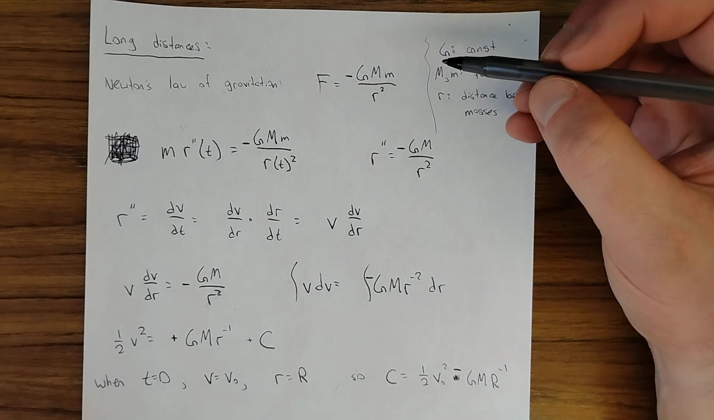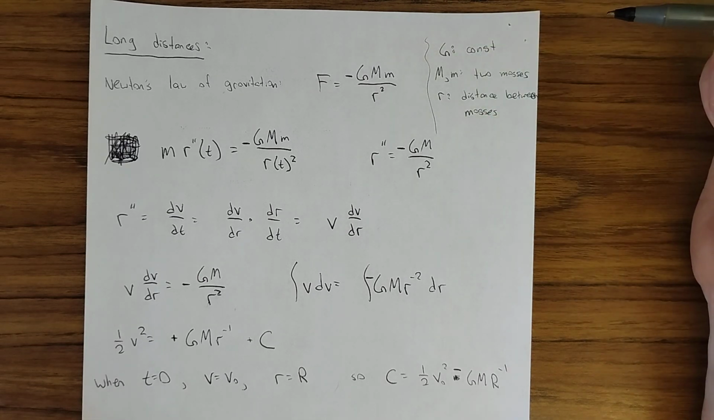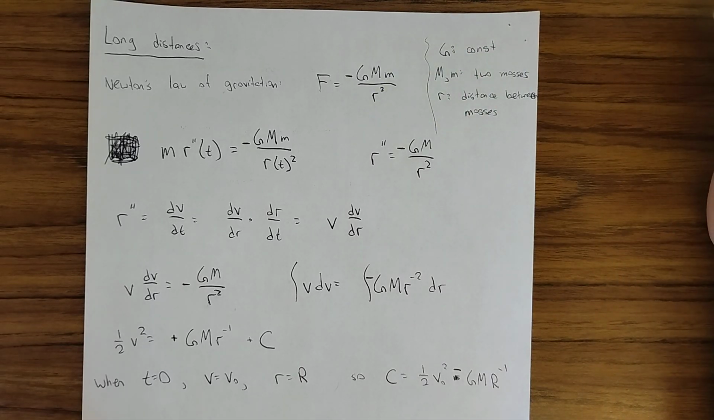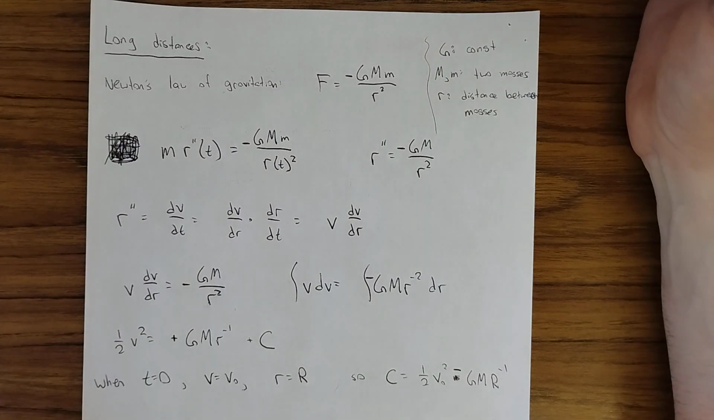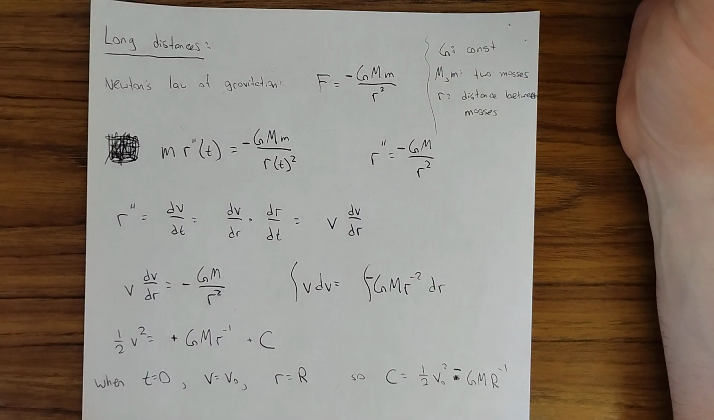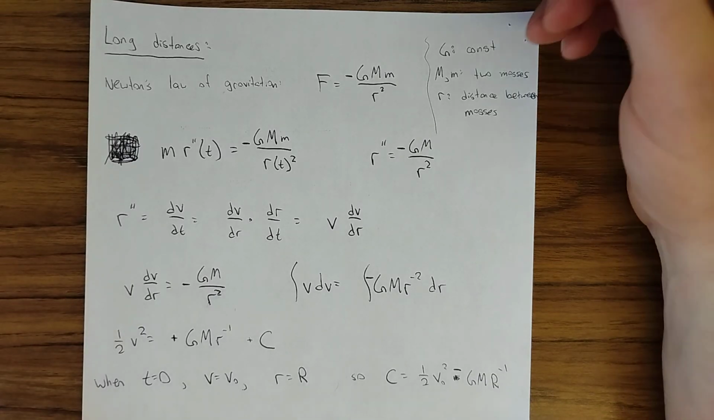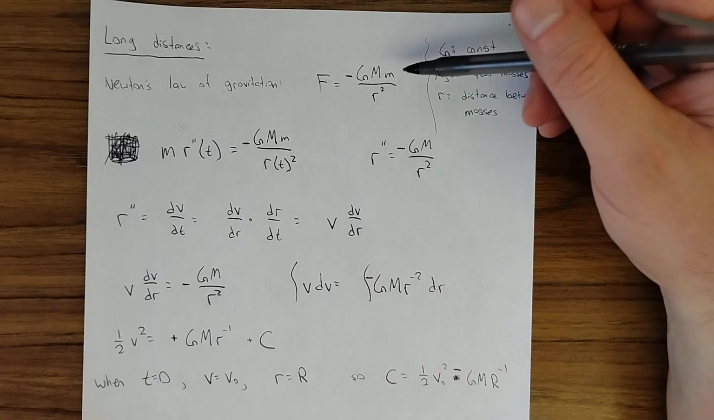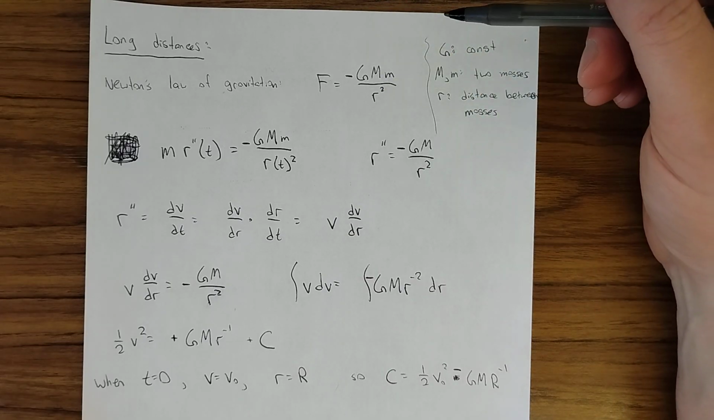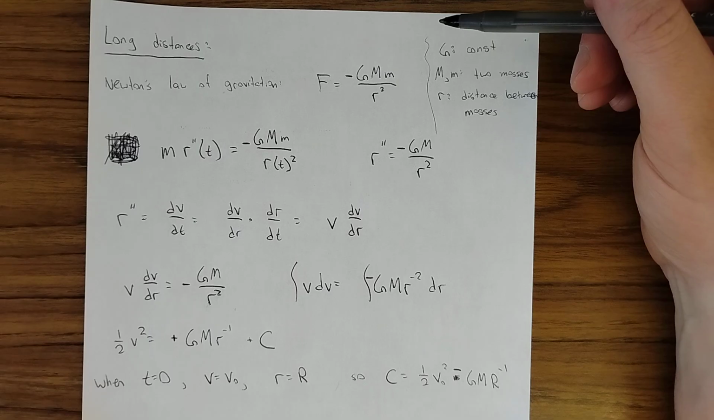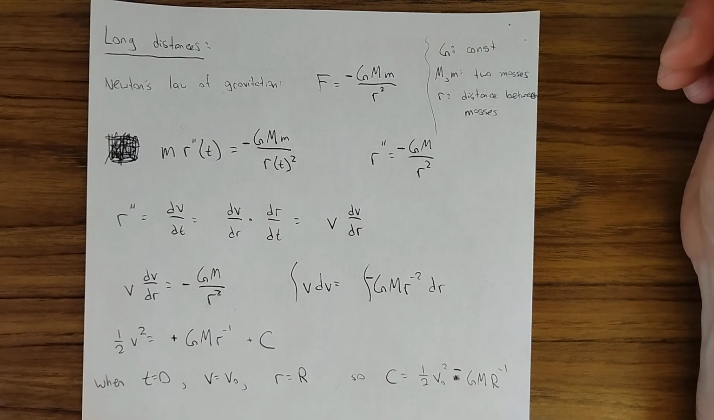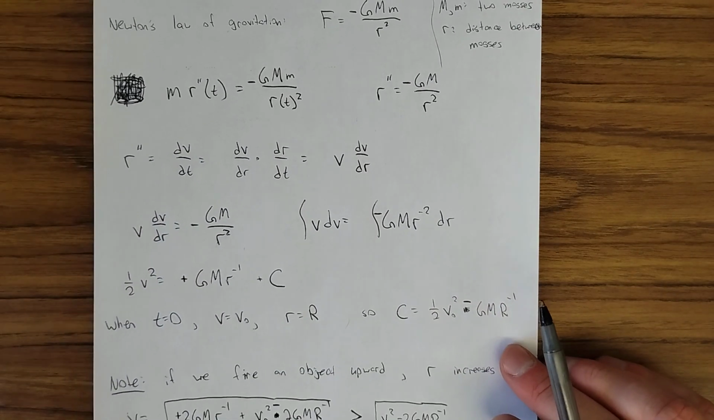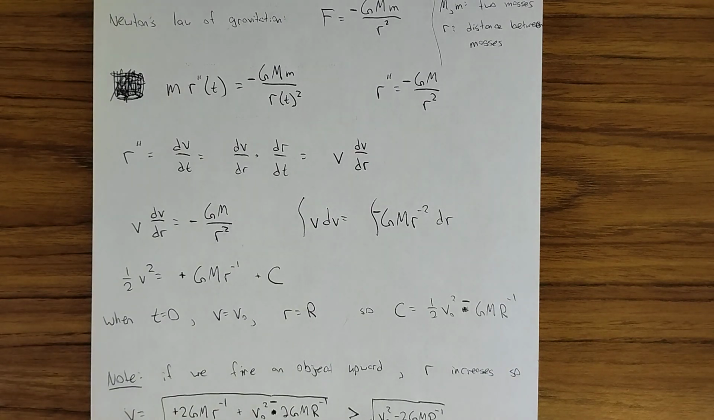So if your object isn't falling too far, then little r is basically just the radius of the Earth. And if you're 10 feet above the surface of the Earth, in the big scheme of things, that's about the same as being on the surface of the Earth. So if you're not falling too far, little r is a constant. But if you are, then you have to keep track of this. Anyway, let's write a differential equation.